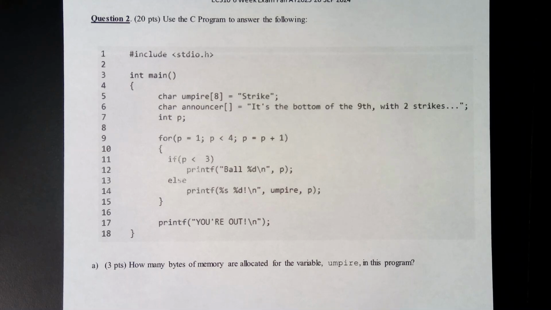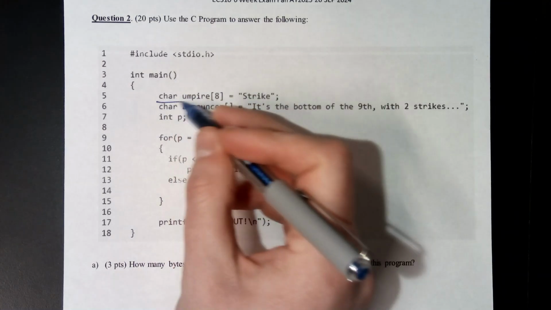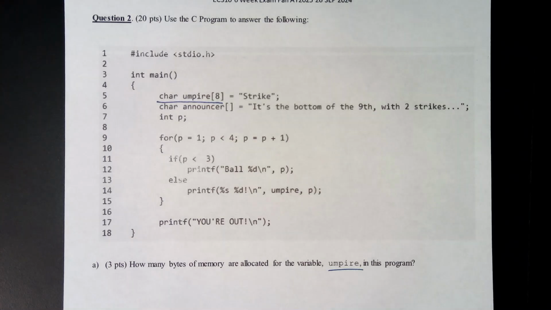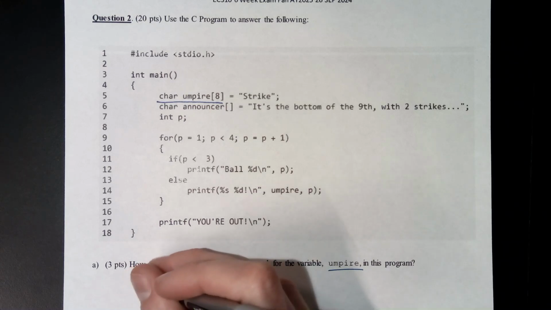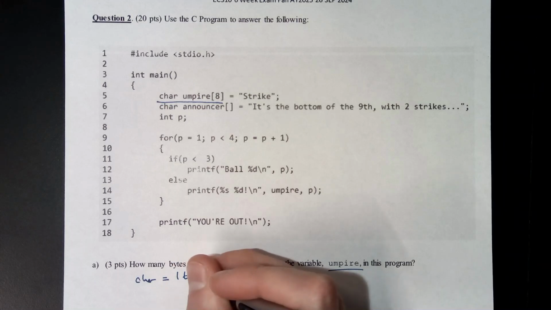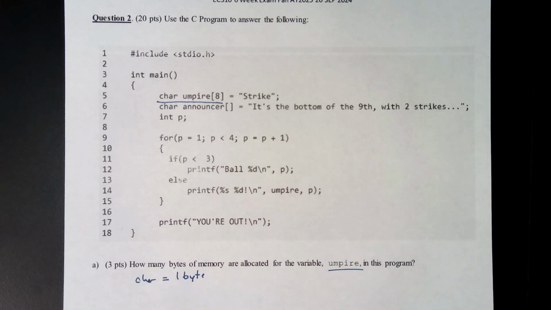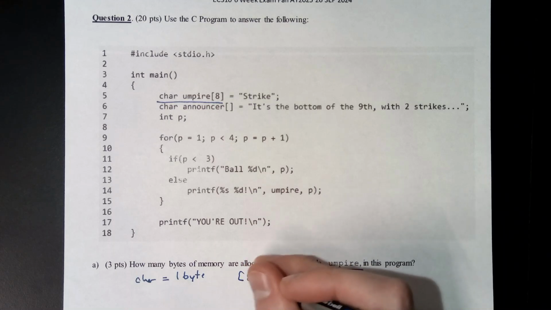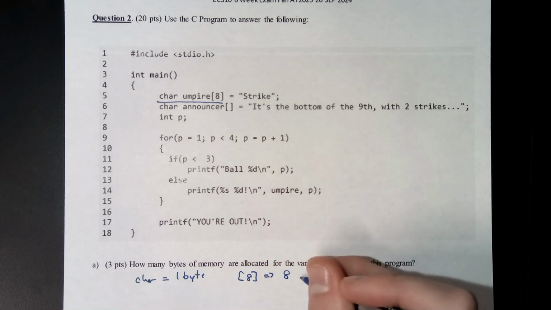Okay, on to question 2, and this is a question on C programming and understanding C programs. So the first part is how many bytes of memory are allocated for the variable umpire in this program? We're going to look up and find umpire here, and it's a char umpire bracket 8. So in this case, we're really just looking at char is 1 byte per char, and we have bracket 8 means 8 of that thing.